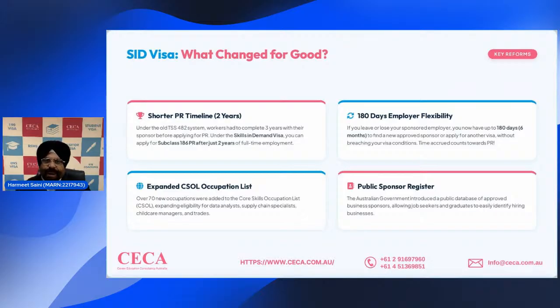And the fourth but not the least is the public sponsor register the government is providing. The Australian government introduced a public database of approved business sponsors, which allows job seekers and graduates to easily identify hiring businesses. So if you need to locate a business which can sponsor you in your particular area, you can seek guidance from that register as well.